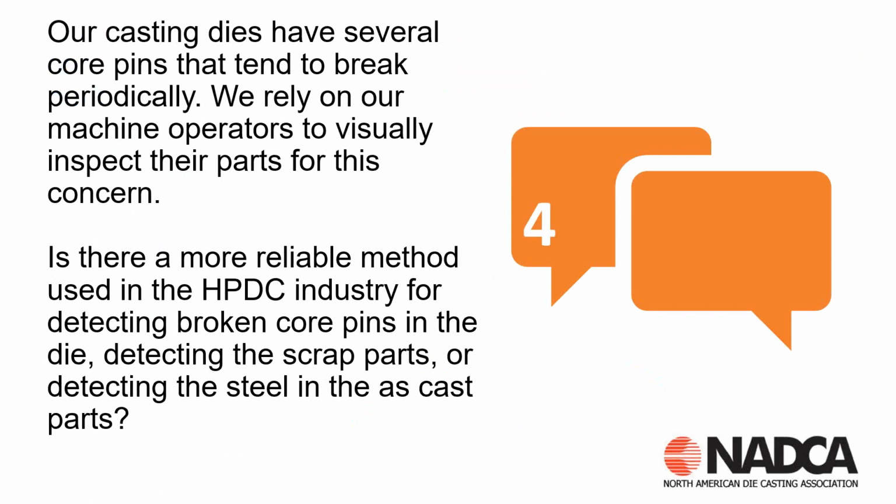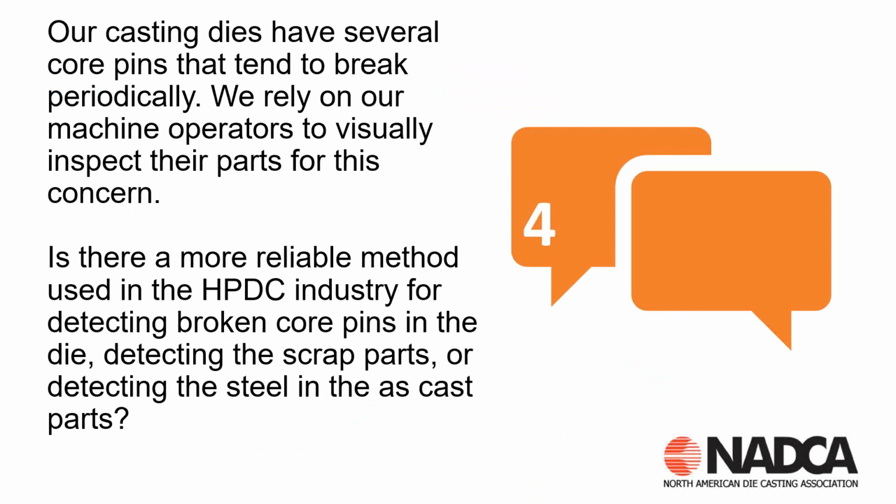So moving on to our next question, question 4. Our casting dies have several core pins that tend to break periodically. We rely on machine operators to visually inspect these castings. Visual inspections are not 100%, therefore many scrap parts are made because the visual inspections fail to detect the defective parts. We also have core pin fixtures that are used twice per shift to check for broken core pins. Oftentimes, many scrap parts are made before a broken pin is detected using these methods.